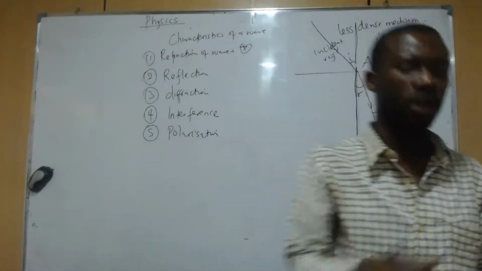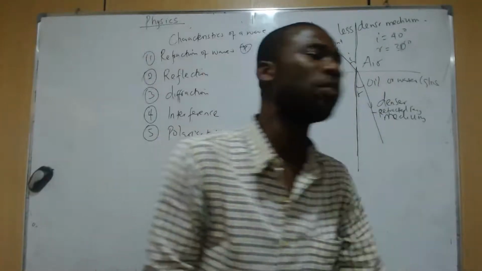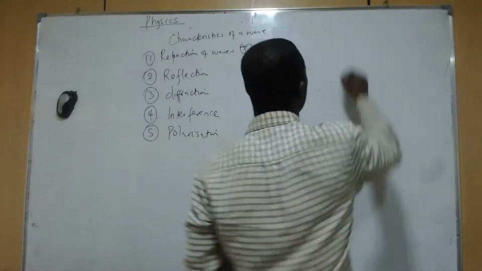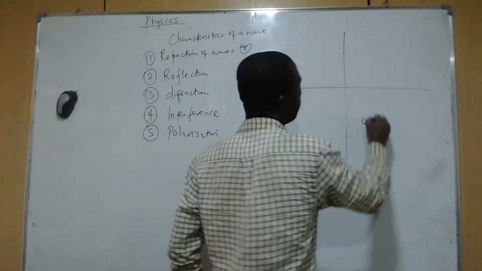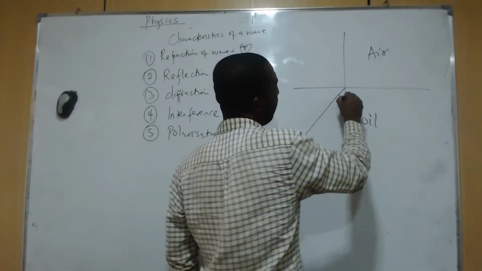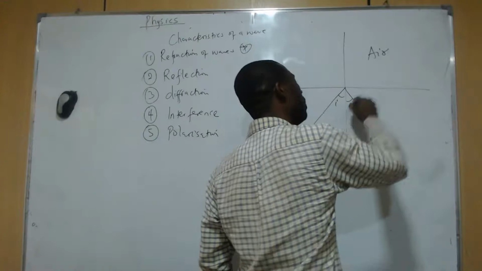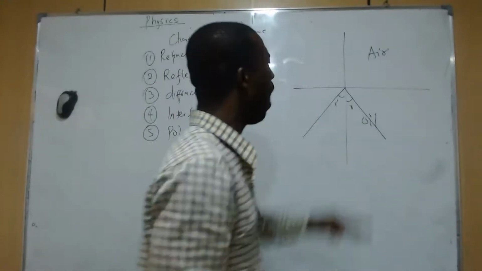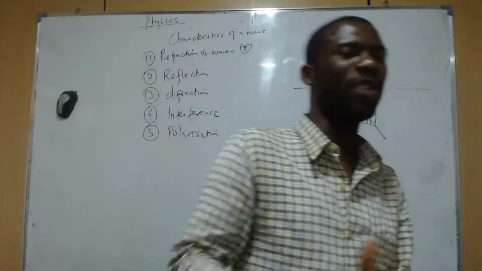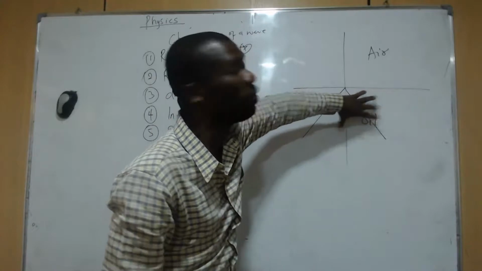Now, on the other hand, we can also have a situation whereby light moves from, let's say, groundnut oil to air, which means here is oil, and then this is air. Now, we have our incident angle here, inside the oil, and then we'll be having our refracted angle here. What happens in this case is that as the incident angle is increasing, the refracted angle is also increasing. Now, as we all know, this medium is very, very dense.